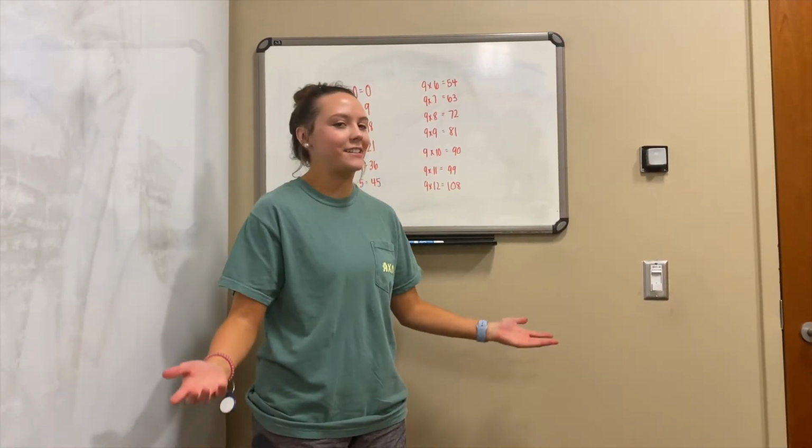Okay, so since that didn't work out for everyone, we're going to listen to a video to see if that can help everyone out. 9 times 1 is 9. 9 times 2 is 18. 9 times 3 is 27. 9 times 4 is 36. 9 times 5 is 45. 9 times 6 is 54. 9 times 7 is 63. 9 times 8 is 72. 9 times 9 is 81. 9 times 10 is 90. 9 times 11 is 99. 9 times 12 is 108.